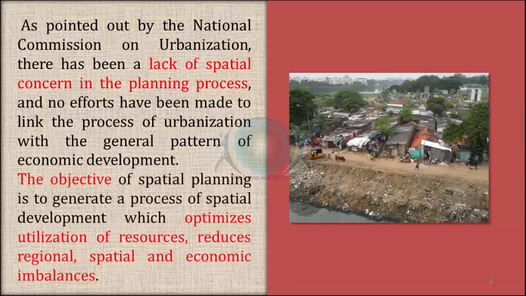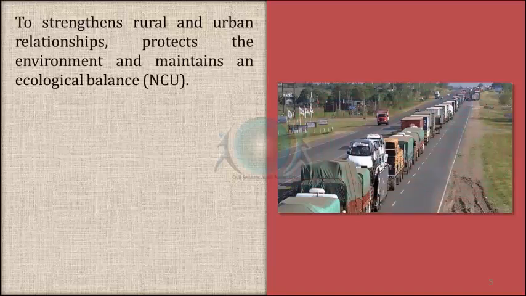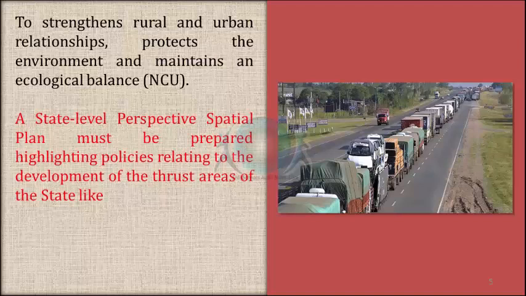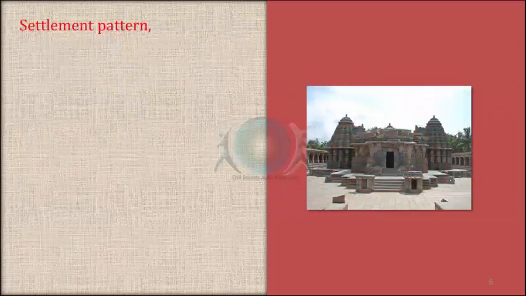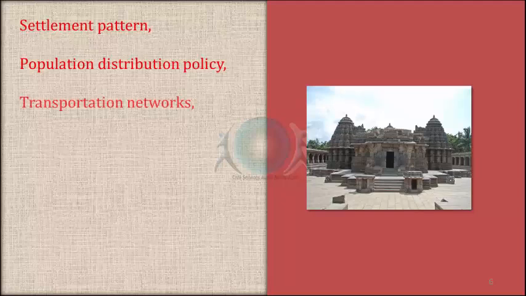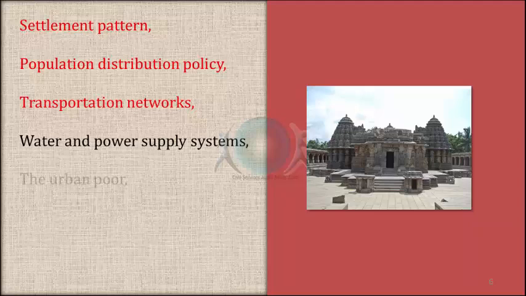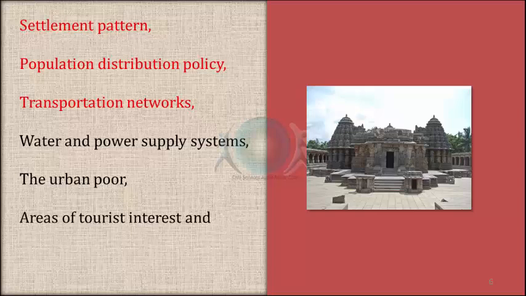The objective of spatial planning is to generate a process of spatial development which optimizes utilization of resources, reduces regional, spatial and economic imbalances. It also should strengthen the rural and urban relationships, protect the environment and maintain an ecological balance. A state-level perspective spatial plan must be prepared, therefore, to highlight policies relating to the development of the thrust areas of the state. They are development of natural resources, regional development, settlement pattern, population distribution policy, transportation networks, water and power supply systems, the urban poor and their needs, and areas of tourist interest and the environmental issues.